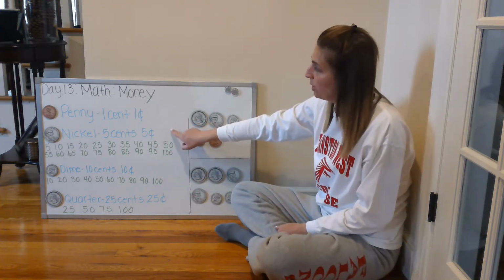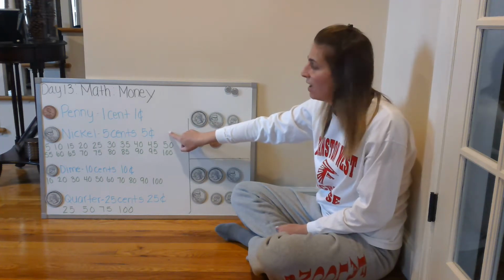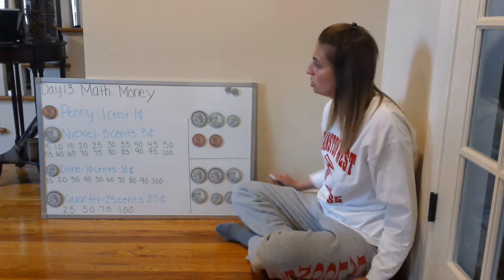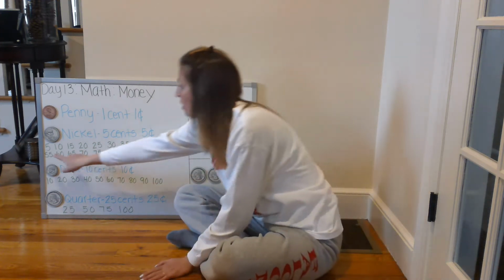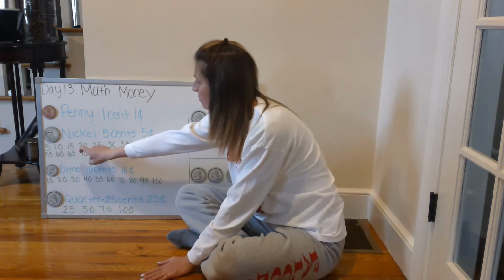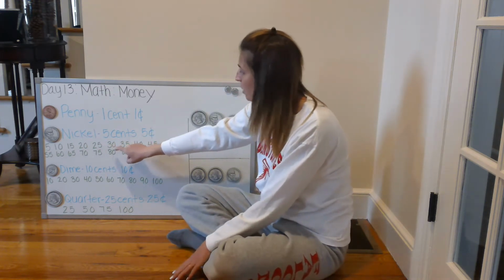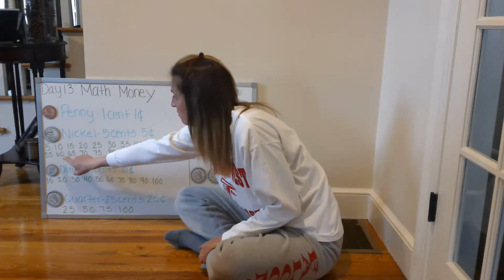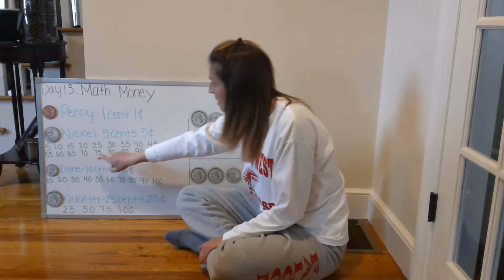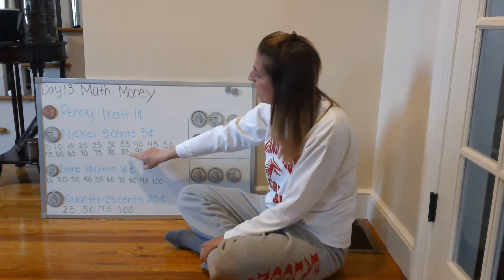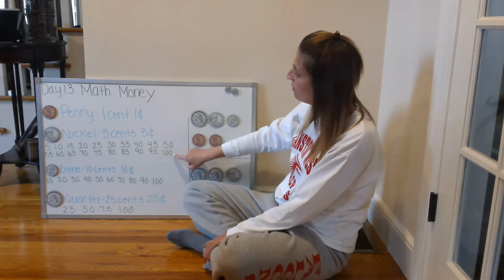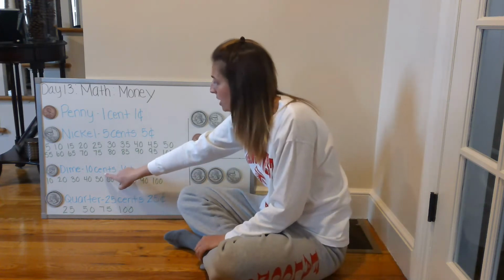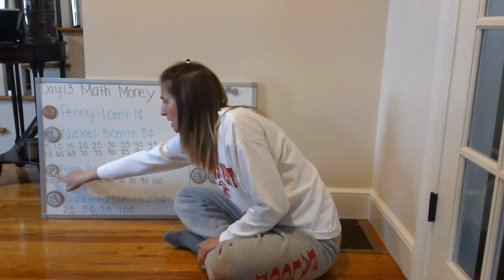Now what we're going to do is for the nickels, we're going to count by fives all the way to 100, which actually equals $1. So here we go. I'm going to push over a little. 5, 10, 15, 20, 25, 30, 35, 40, 45, 50, 55, 60, 65, 70, 75, 80, 85, 90, 95, 100, also known as $1.